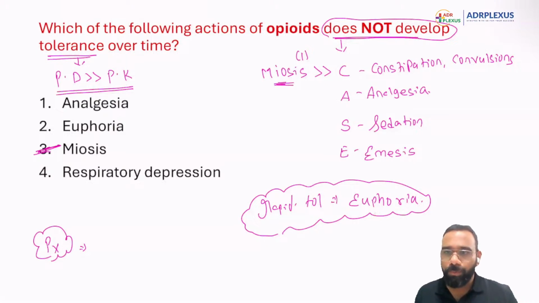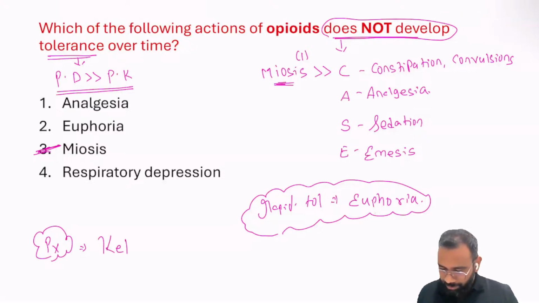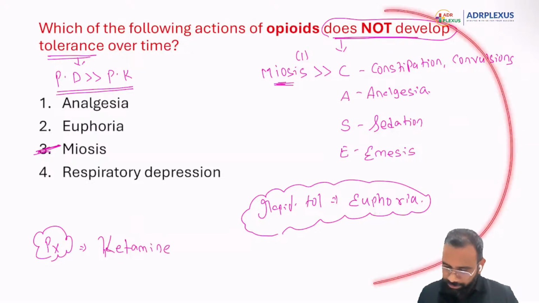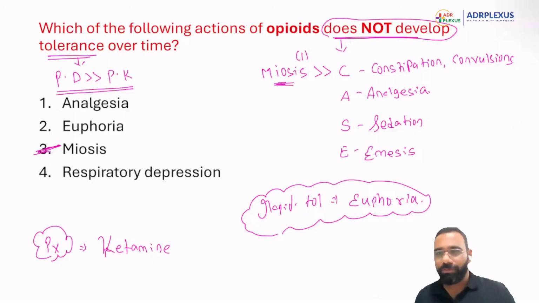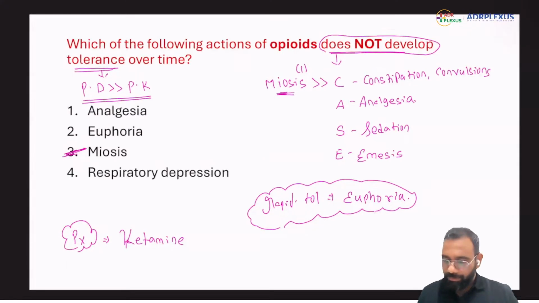How to prevent this opioid tolerance? We can give one drug, ketamine. Fantastic, ketamine. A very important one, this tolerance part. We have done everything about this opioid tolerance. That's all.